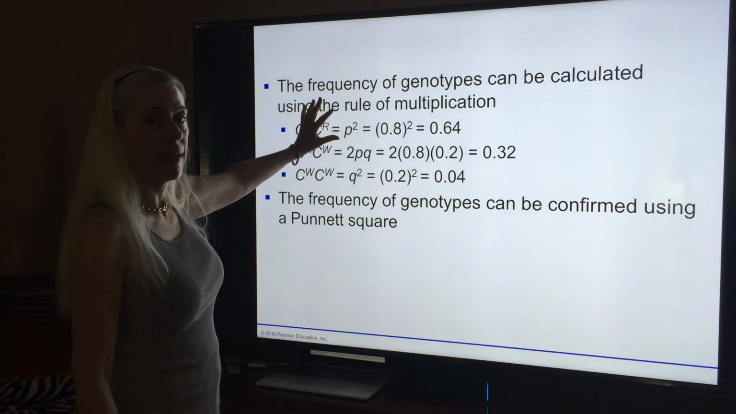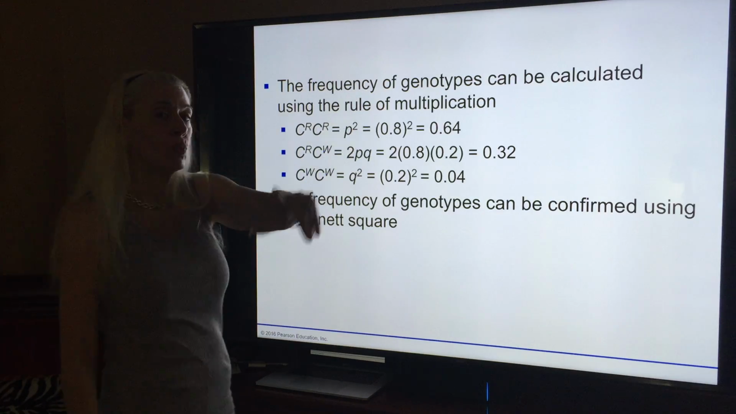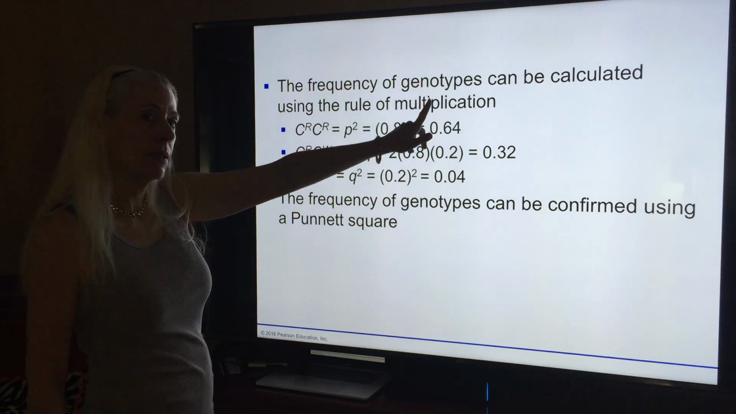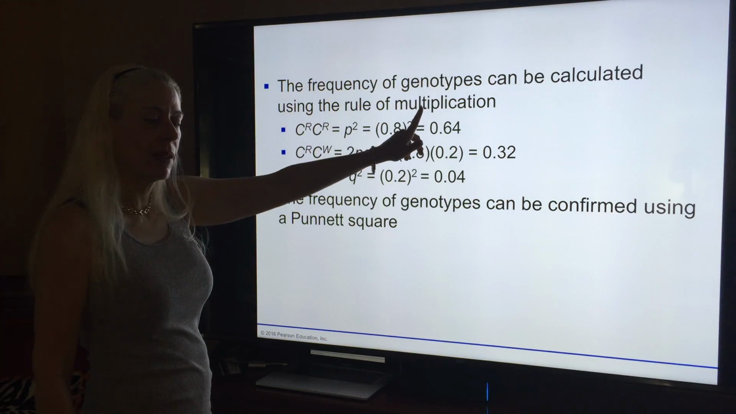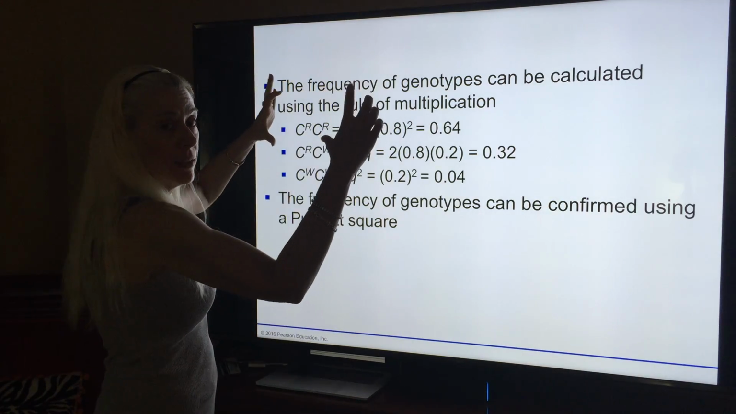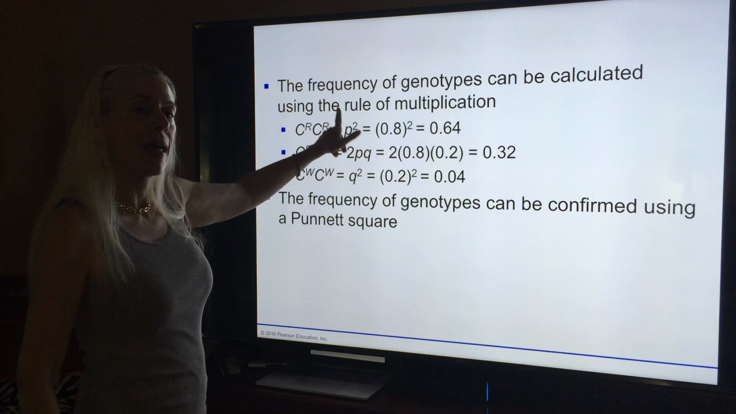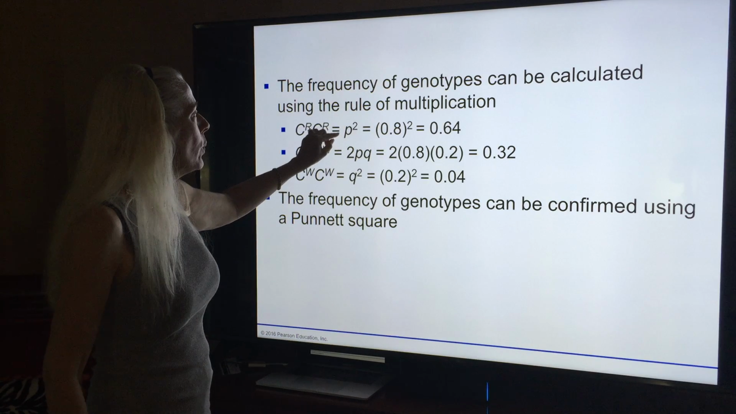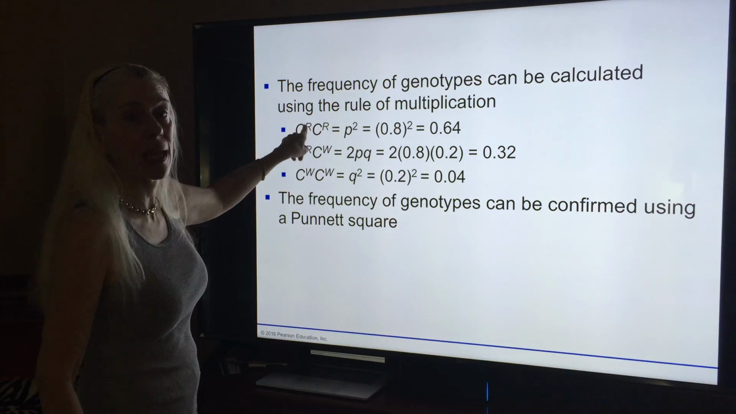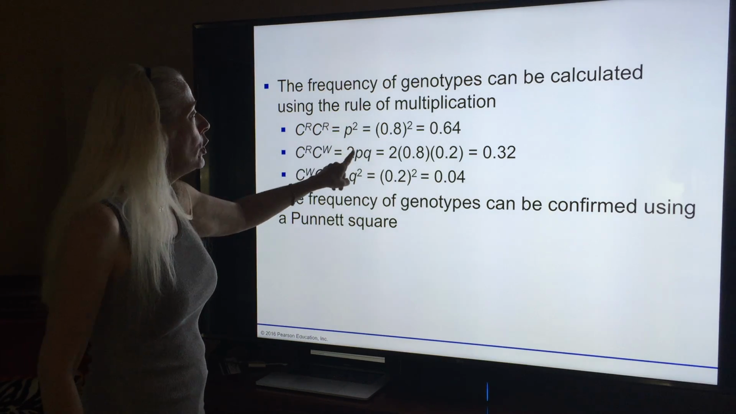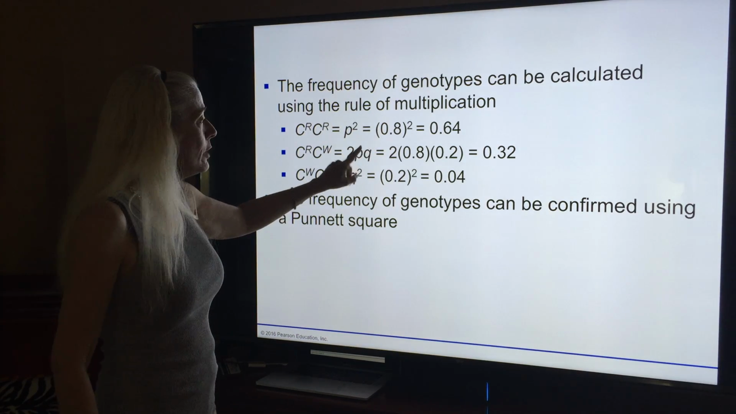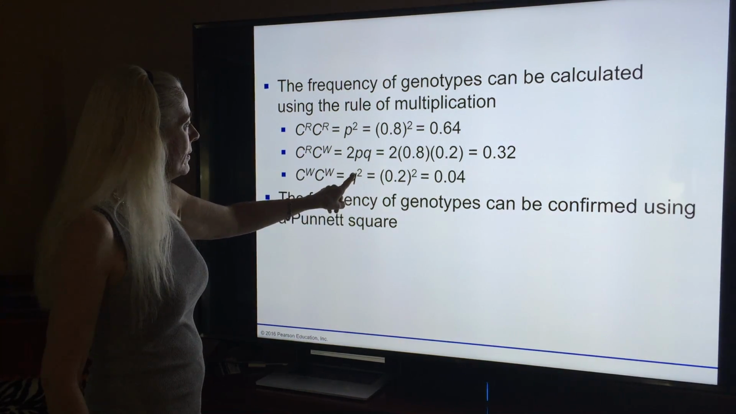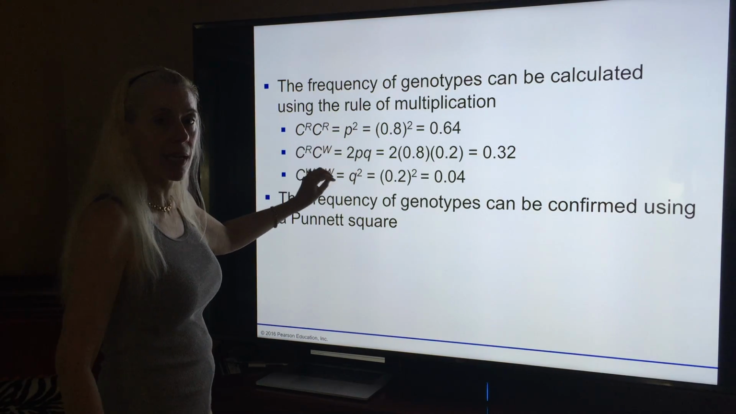P squared, because we already have the equation. You wrote it down because you're paying attention and you're writing stuff down. P plus Q equals 1, okay? Ready? Let's do some math, or let's pretend. Say you square that whole thing. So P squared is going to represent homozygous dominant. Once again, P squared is going to represent the homozygous dominant. Look at all the capital letters in there. 2PQ is going to represent heterozygous. Q squared is going to represent homozygous recessive.